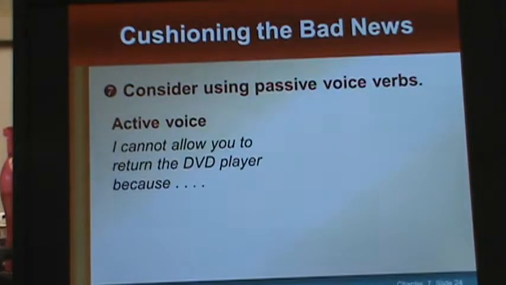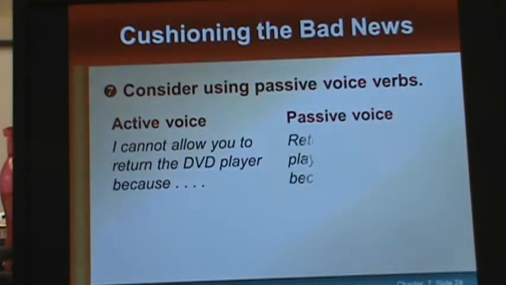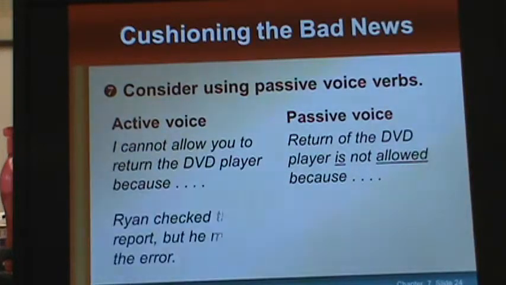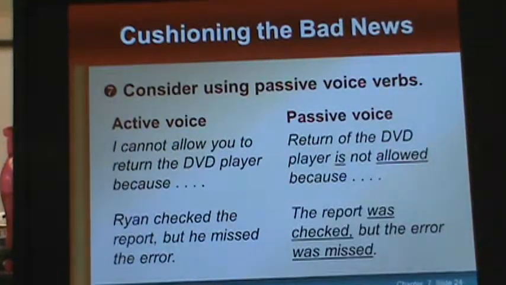The active voice of "I cannot allow you to return the DVD player because" is active, and it is putting the blame on "I." In the passive voice, it sounds much better. The blame is not personal. "Return of the DVD player is not allowed because." Another example, "Ryan checked the report, but he missed the error." It's putting all the blame on Ryan. And we want to say something like, "the report was checked, but the error was missed."